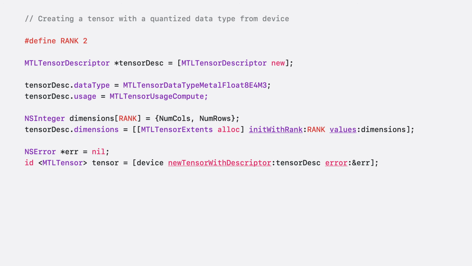Creating a tensor with a quantized data type is very similar to creating a regular tensor. You fill in your descriptor's properties like any other tensor, but simply specify a quantized data type. Then create the tensor by calling newTensorWithDescriptor on your Metal device. So that's how you can store your quantized element data. Next, let's talk about the scale factors.